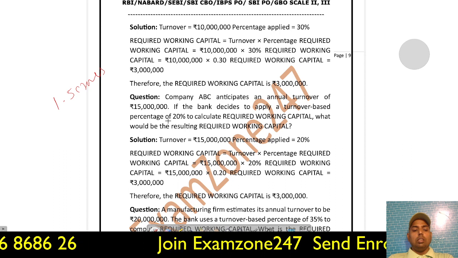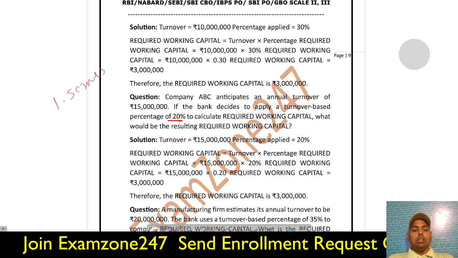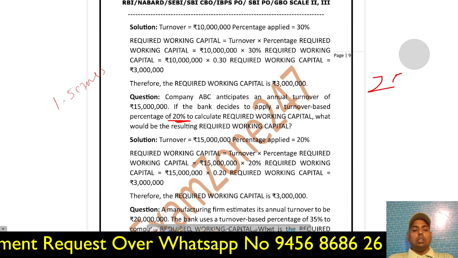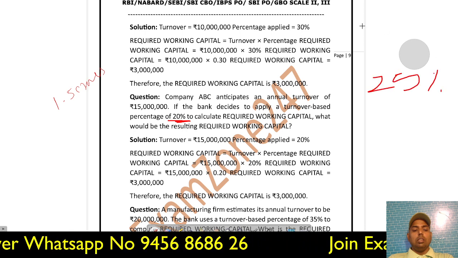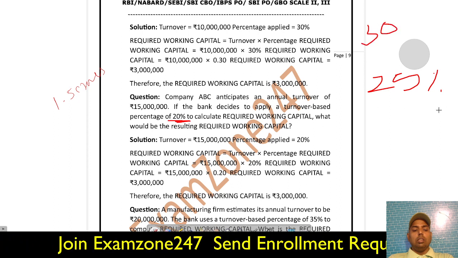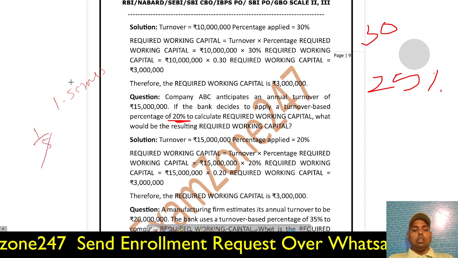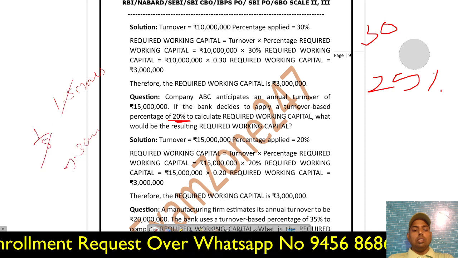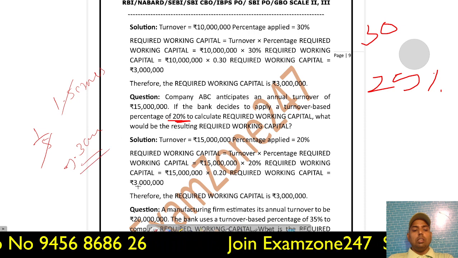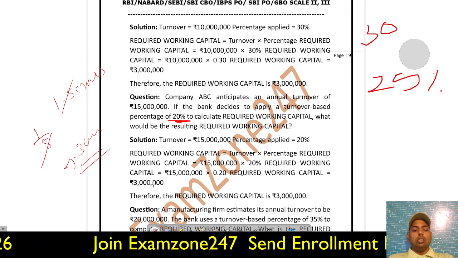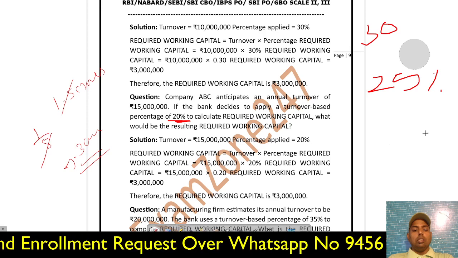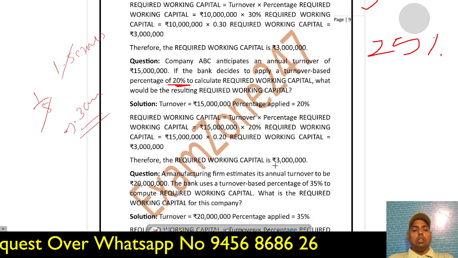But here the bank decides to apply only a 20% criteria, because in the NAYAK committee it was 25%. In the earlier question we applied 30%, but here it applies 20%. 20% means 1 by 5. 1 by 5 of 1.5 means 0.3 crores. 0.3 crores will be 30 lakhs, which will be the working capital.